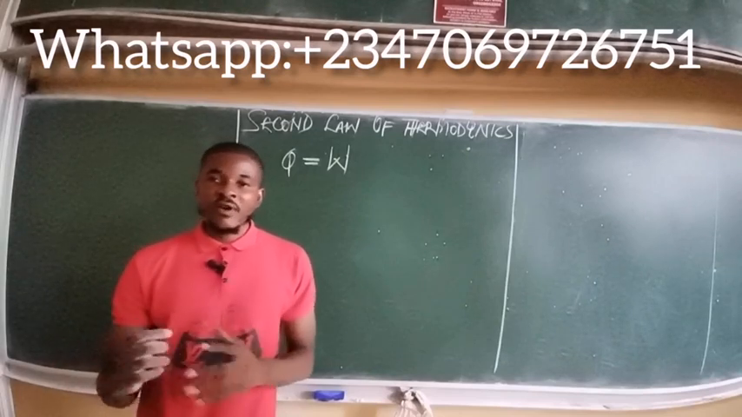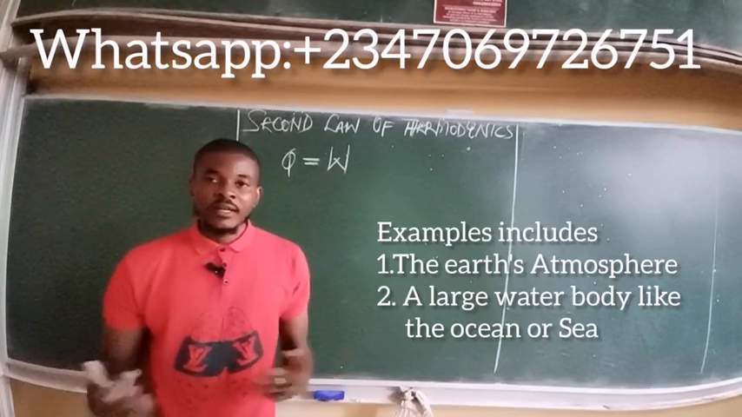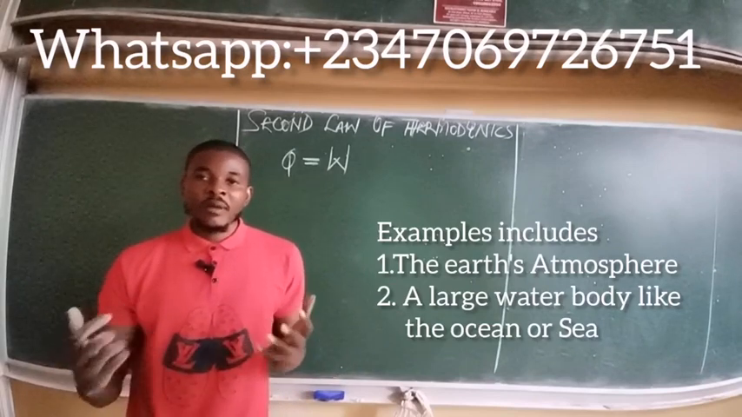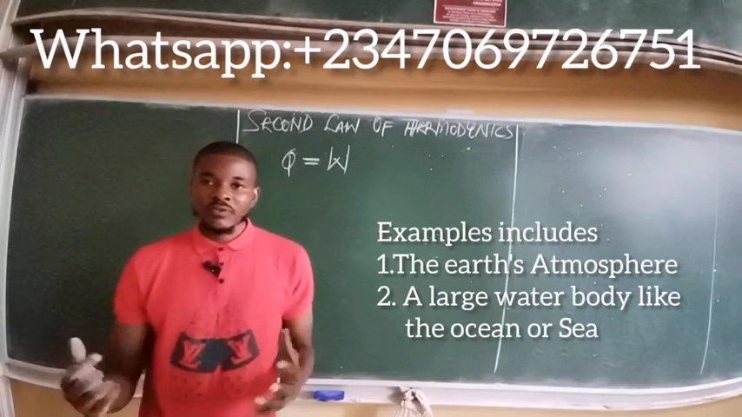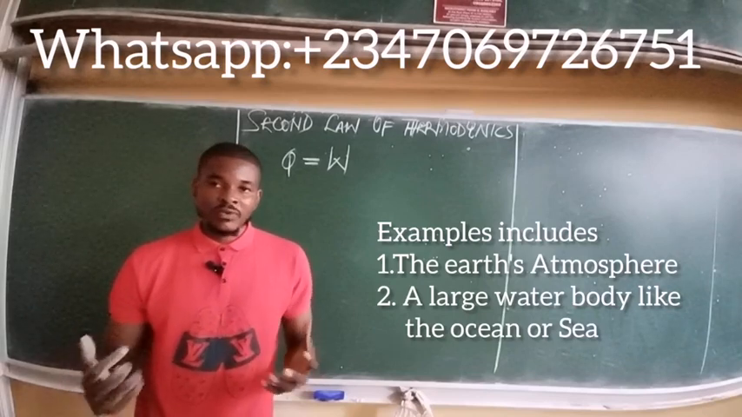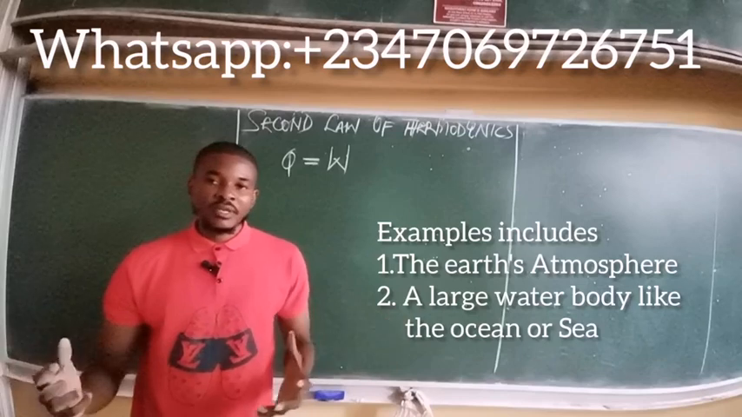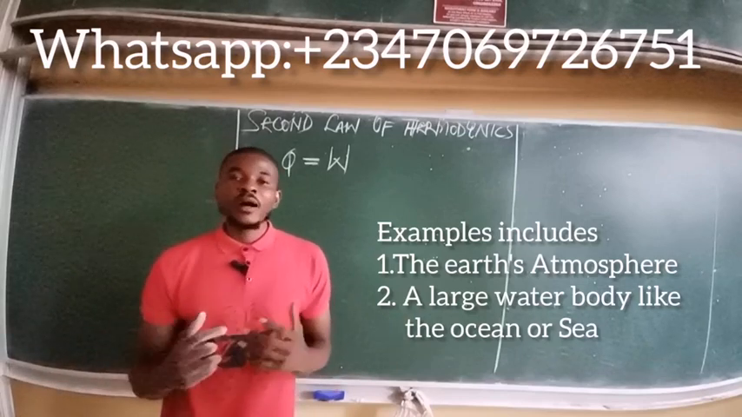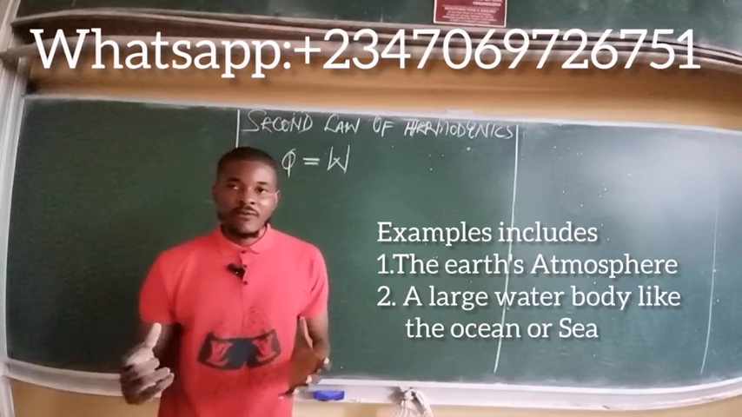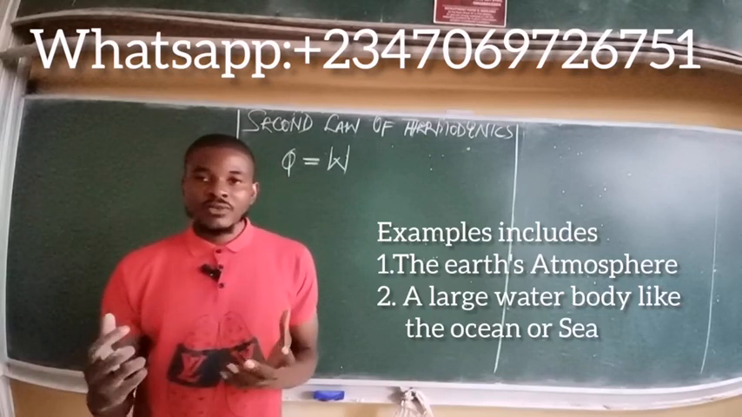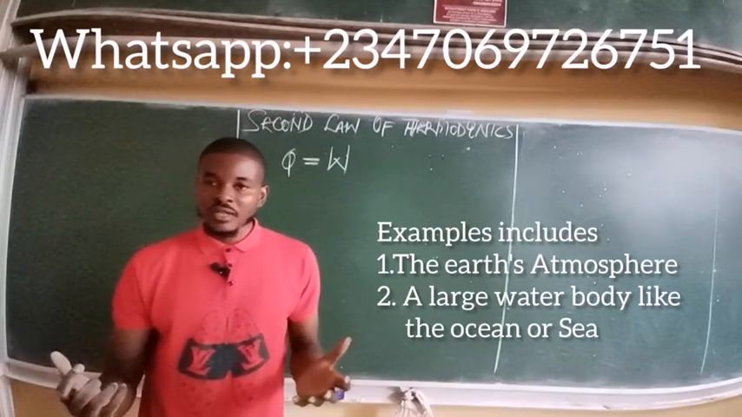An example of a reservoir is the Earth's atmosphere. Regardless of the amount of heat you burn into the atmosphere, you cannot feel it on every part of the atmosphere. So it can neither increase nor decrease. Also, a large water body like the ocean or the sea is also a good example of a reservoir. No matter the amount of heat added to or removed from the ocean, it doesn't change the temperature; it remains the same.